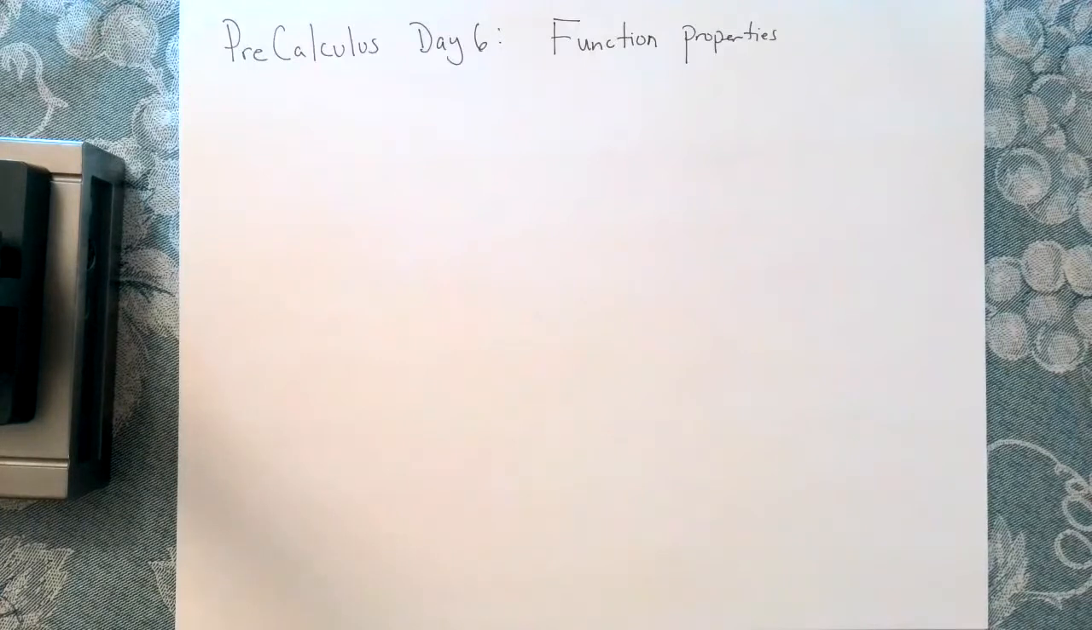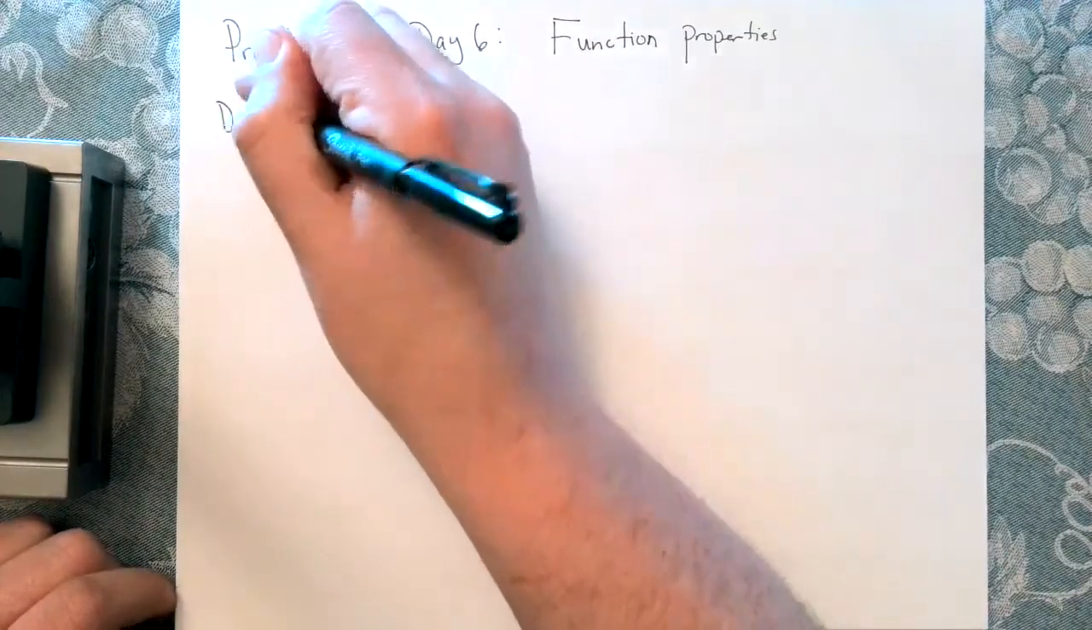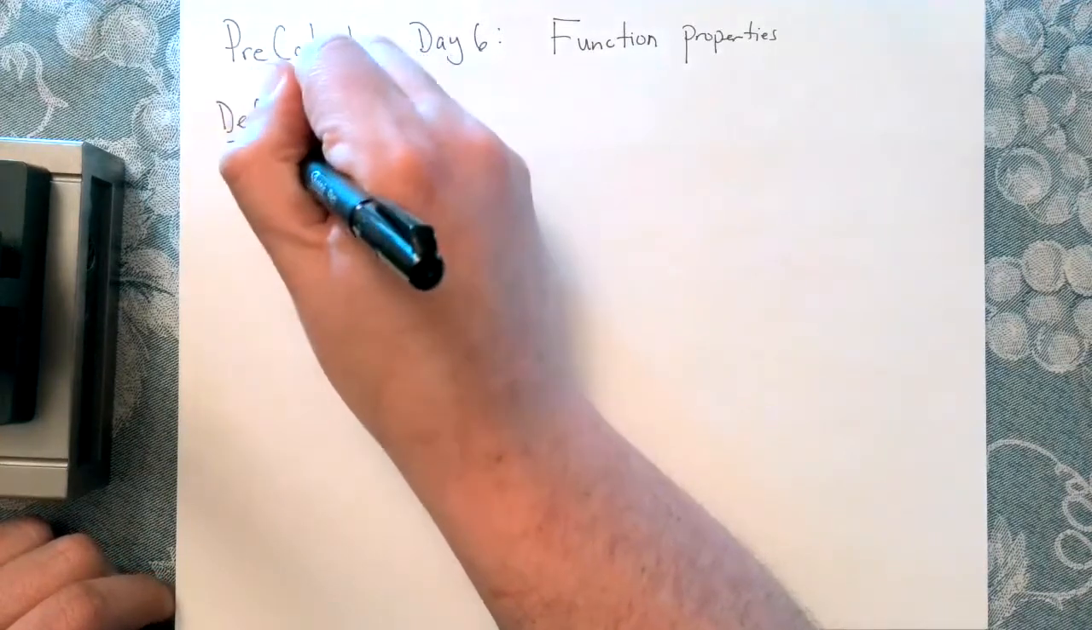We're going to talk about function properties. Remember on day 5 we talked about lines, and on day 4 we talked about relations and functions. Today is going to be all about more on functions. So let's start with a definition. We're actually going to give a definition of the graph of a function.